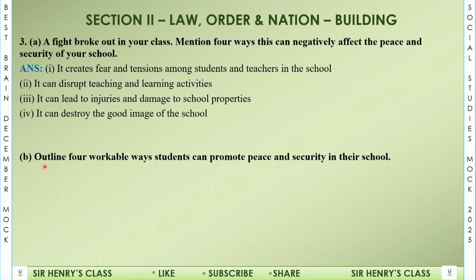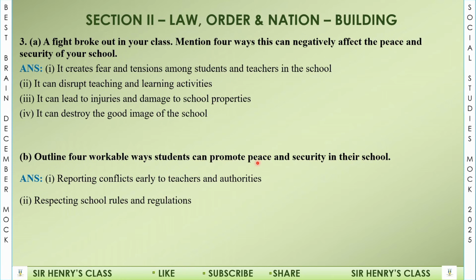Now 3B says we should outline 4 workable ways students can promote peace and security in their school. So ways students can promote peace and security. 1. They must report conflict early to teachers and authorities. 2. They must respect the school rules and regulations and tell us the benefits of why they should respect. So respecting school rules and regulations ensures that the law is made highest and peace and security is maintained.